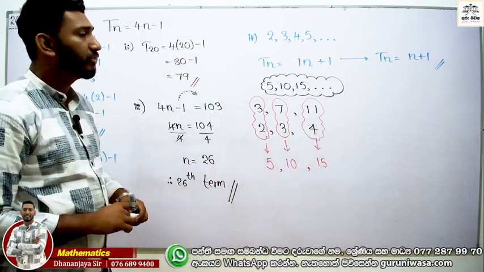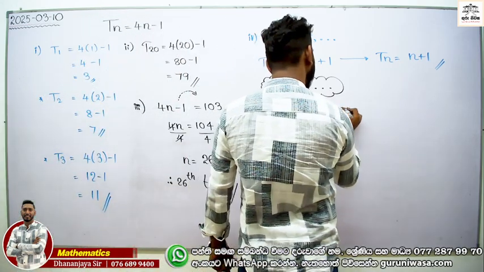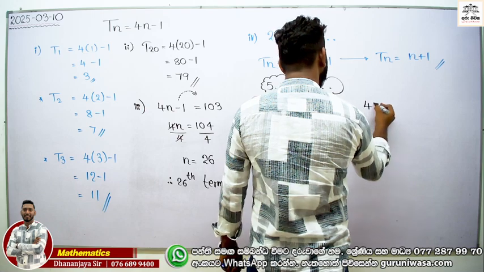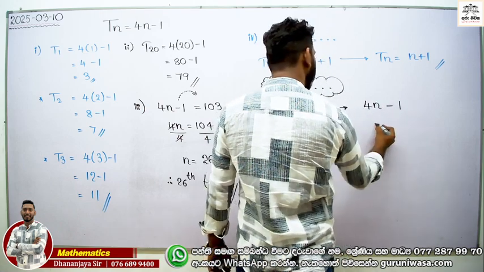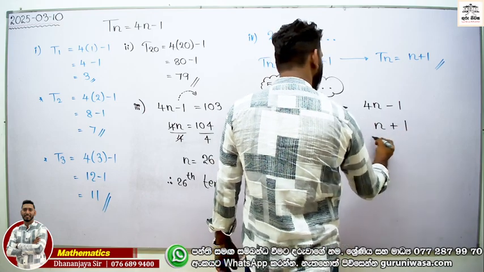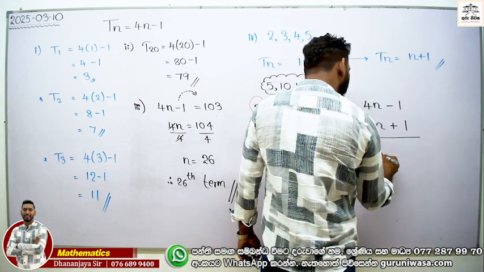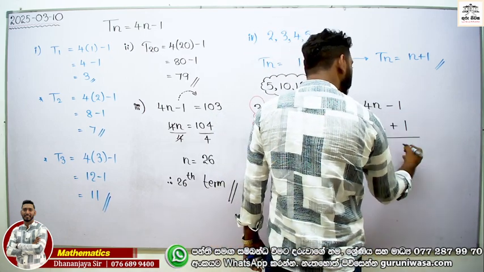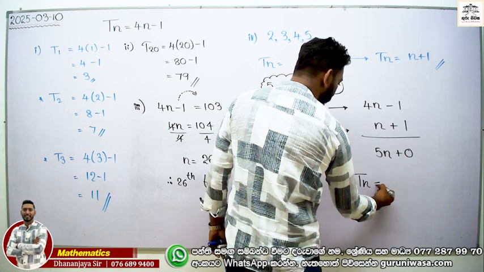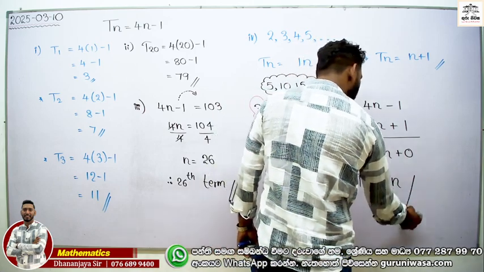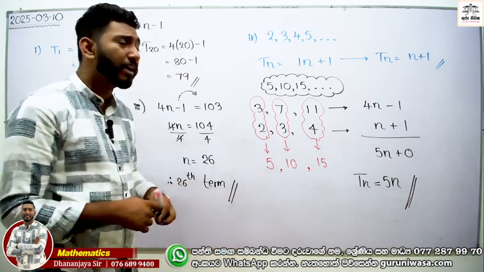Now this is the multiples of 5. Now what to do? We have to add both general terms. Look at this. The general term of the first pattern is 4n minus 1, and the general term of the second pattern is n plus 1. Now what is the sum of these terms? 4n and n is 5n, and plus 1 minus 1 becomes 0. Therefore, the general term is 5n. And we know the multiples of 5 is 5n.